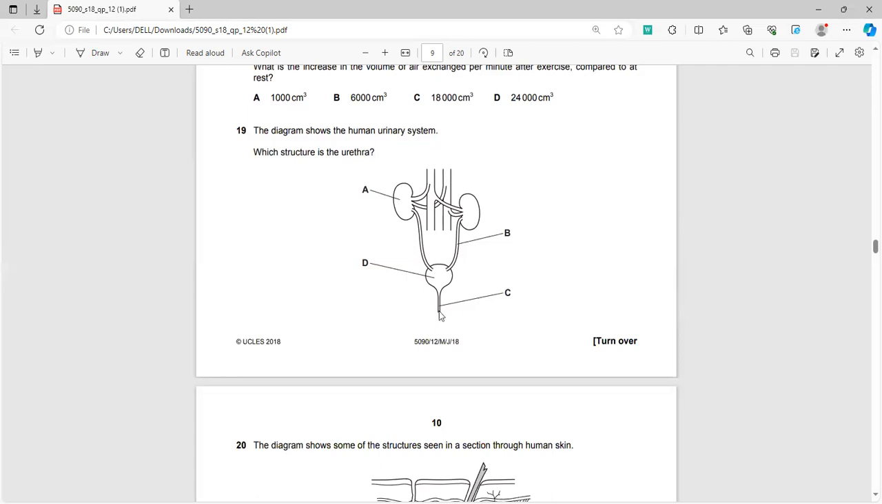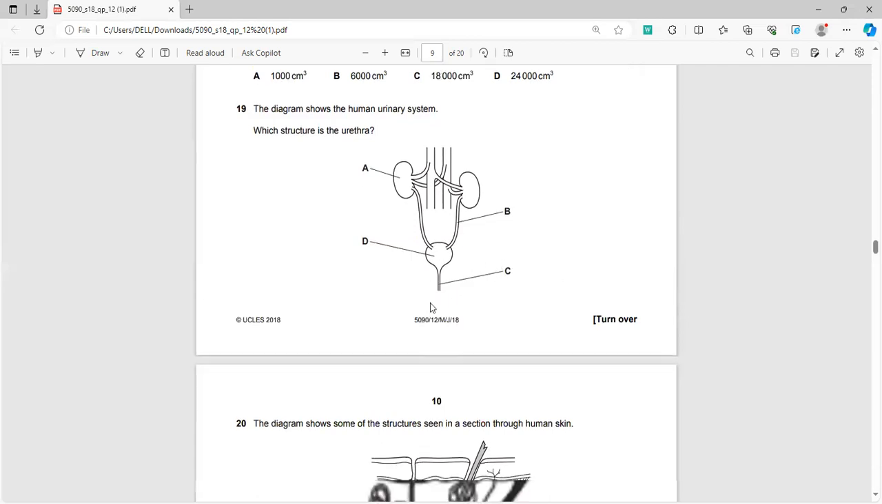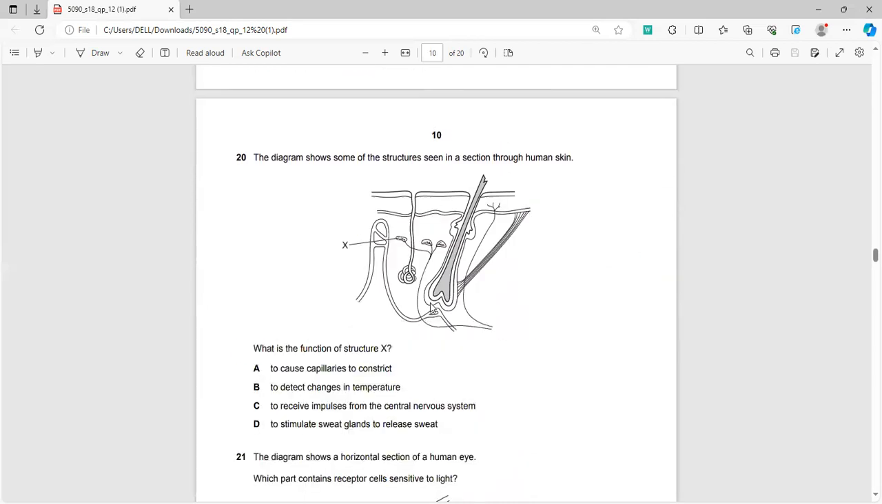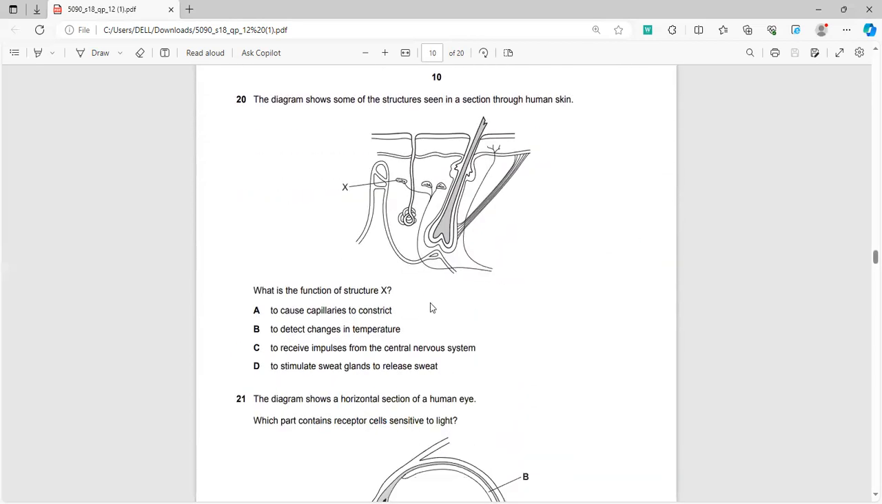Which structure is the urethra? Now C is the urethra, and you need to know that both urine and the sperm are released out of it. What is the function of X?